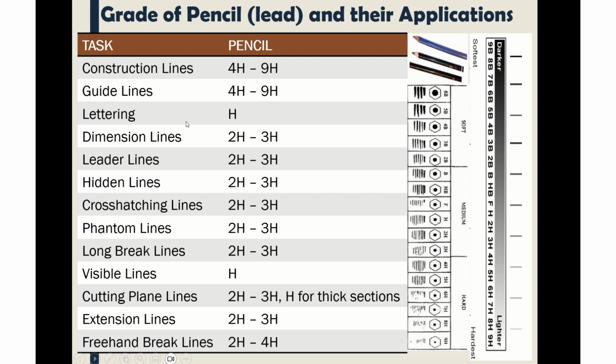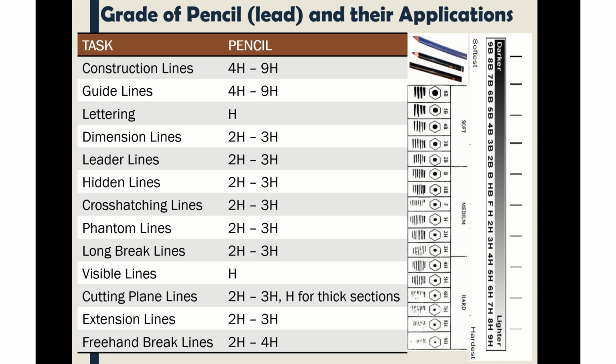For your lettering, it is as good as your outline. So you use the H grade pencil for lettering. For dimension lines, we have within 2H and 3H grade pencil. I know I said 4H earlier, so I think we might have to stay with the 2H grade pencil to draw our dimension lines. So we use 2H grade pencil to draw our dimension line.